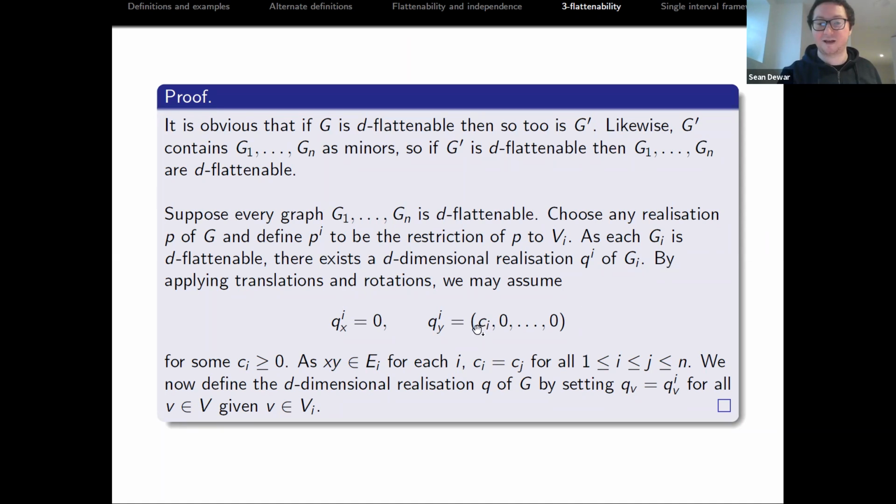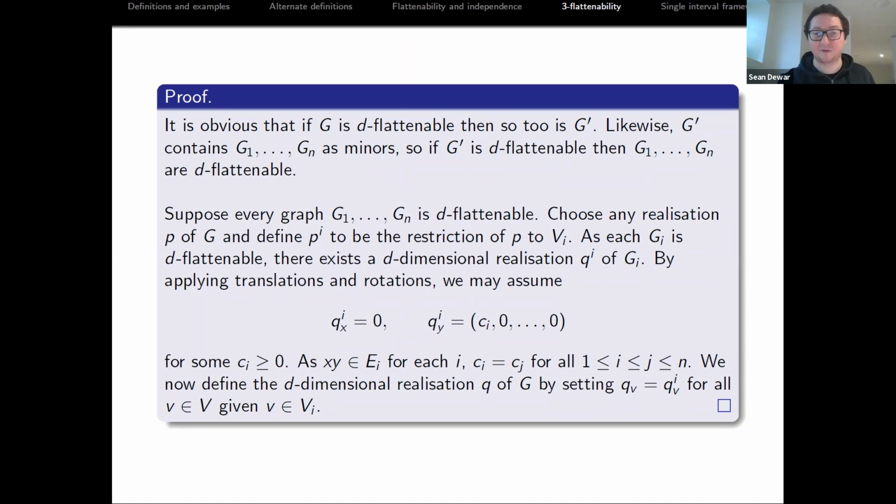So I've got this Ci here. Well, we know that this Ci has to be constant. And now we know where each Qi x is and where each Qi y is, so we can just glue the Qi together to form this new realization Q. Q is going to be d-dimensional, so then it follows that we've flattened out GP into GQ, and we're done. And as you notice, this works in any dimension.